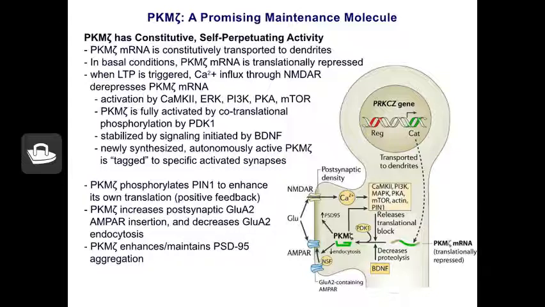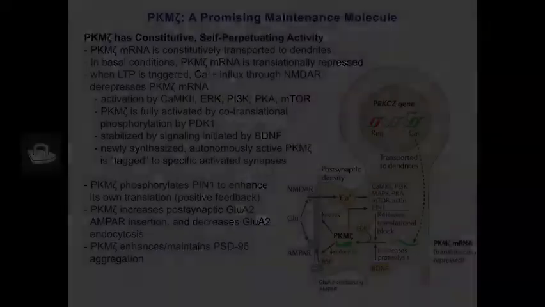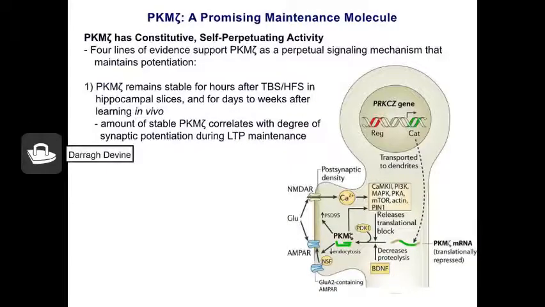And inhibition of protein kinase M-zeta disrupts LTP and memory long after their induction, implicating it in maintenance of LTP and memory. So we're going to see some examples of these experiments in the next few slides. I'm going to just quickly show you 4 lines of evidence that support the idea that protein kinase M-zeta is a perpetual signaling mechanism that maintains potentiation.